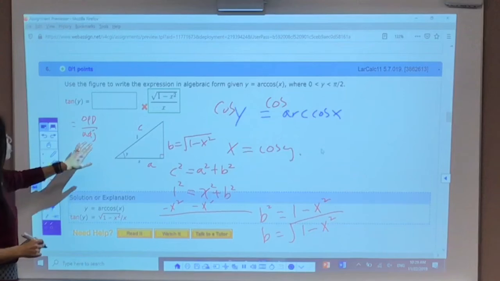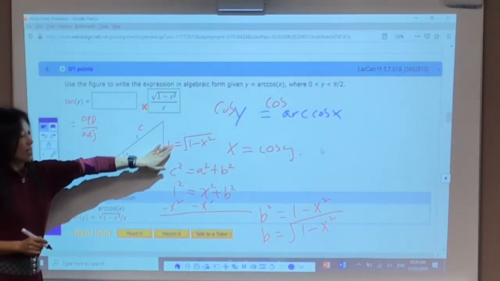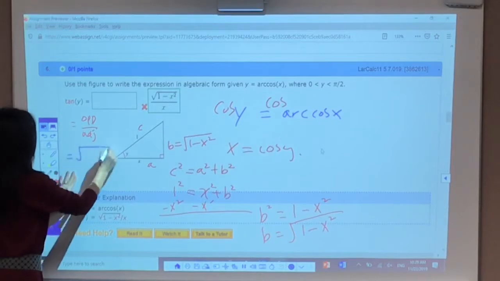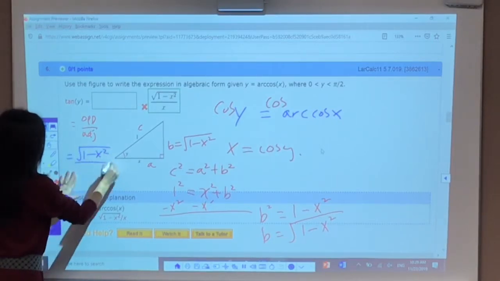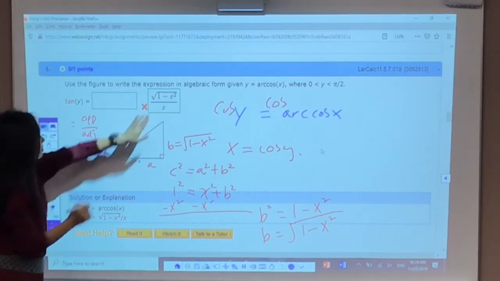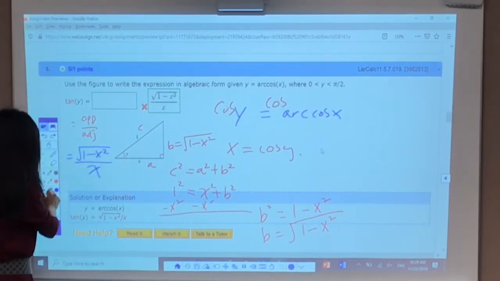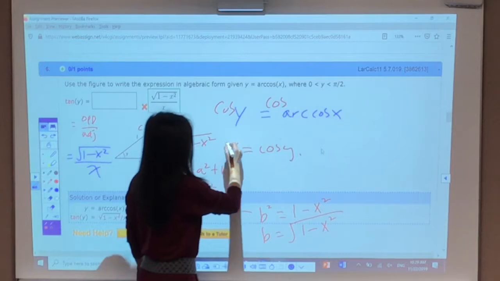So now I know what to put. It says opposite. What's my opposite? That, square root of 1 minus X squared, over X. What's my adjacent? X. So that's what you got there. So this one, I don't even have to solve it, right? Because they gave you a picture. So right here, this is not necessary. I don't need to do it.